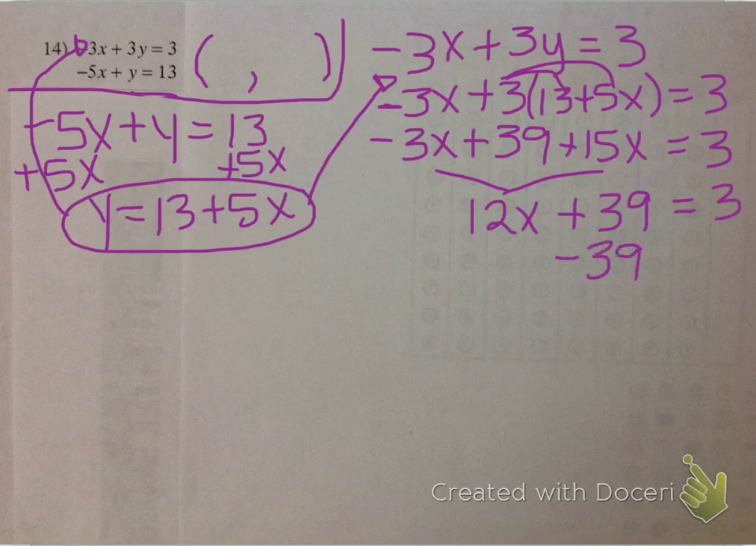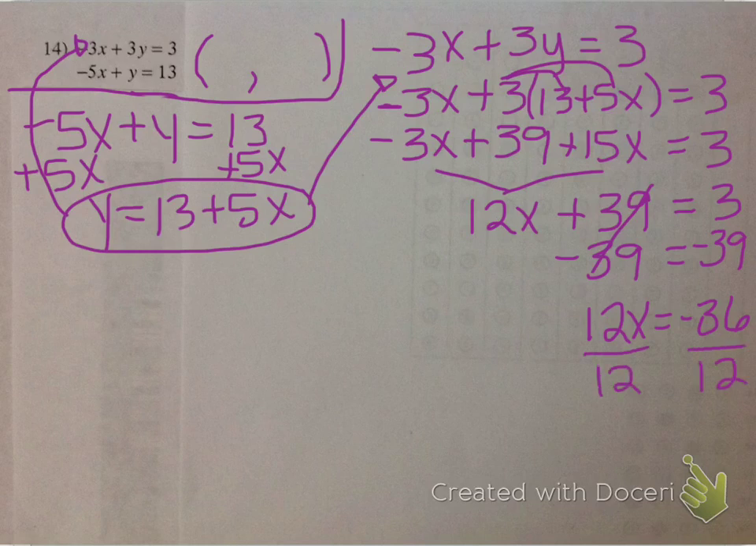Subtract 39 on both sides. Then I get 12x equals negative 36. I divide by 12 on both sides. And I get a negative 3.